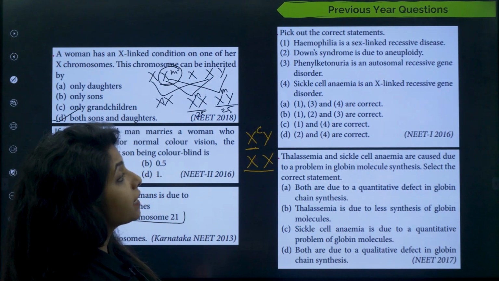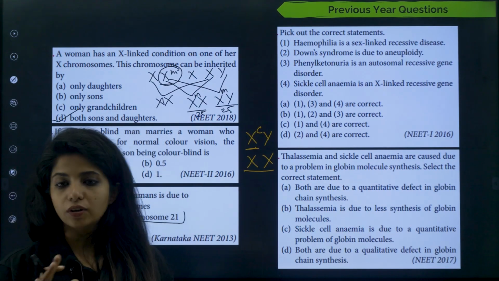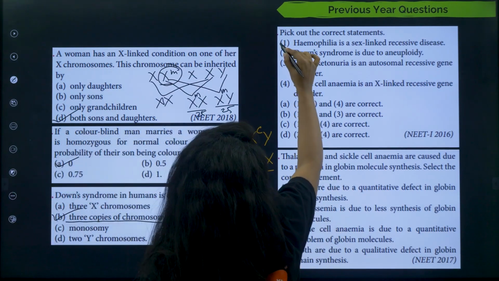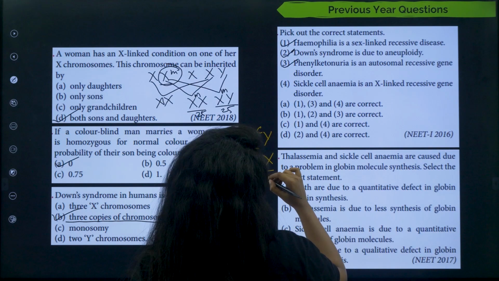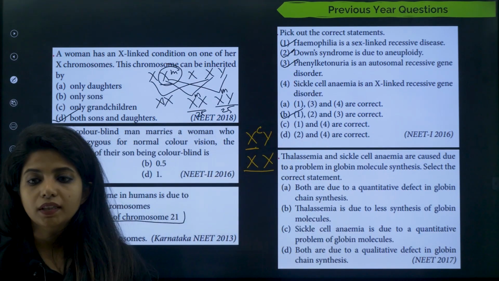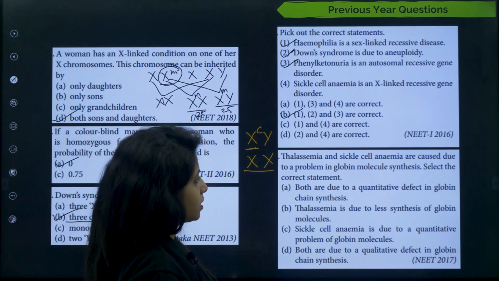Sickle cell anemia is X-linked recessive gene disorder. Is it X-linked recessive gene disorder? No. Sickle cell anemia is autosomal recessive gene disorder. Okay, so basically this is correct. So 1, 2 and 3 is correct. NEET 2016 question, children. Okay, going ahead with the next question.